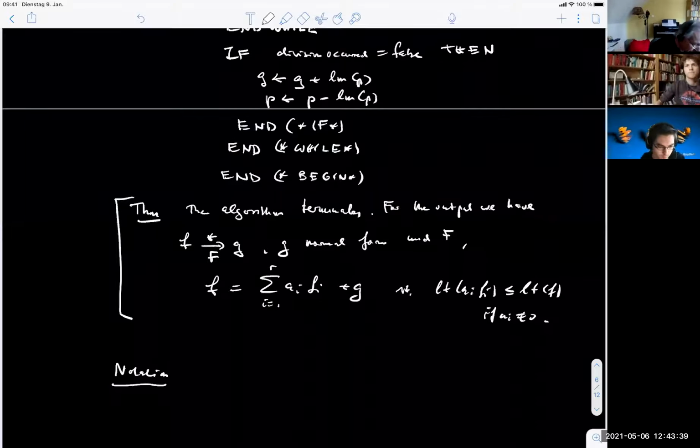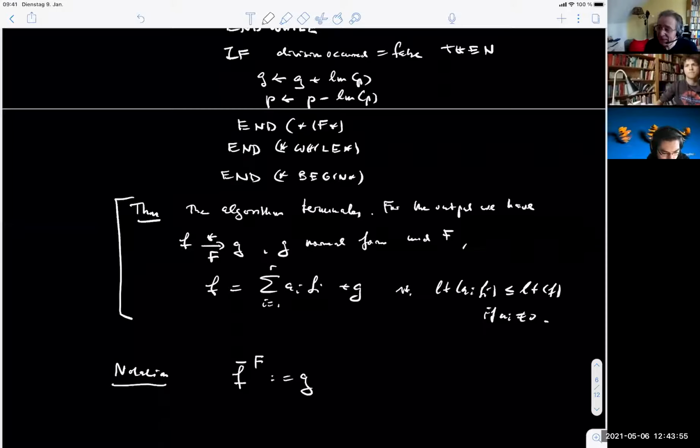Okay. So, I denote by this the output of the algorithm. This is unique. It's not a nice mathematical object, but once the polynomials in this set F are ordered, then I have this unique output. This denotes the output of the algorithm.